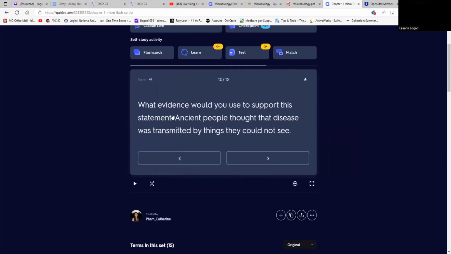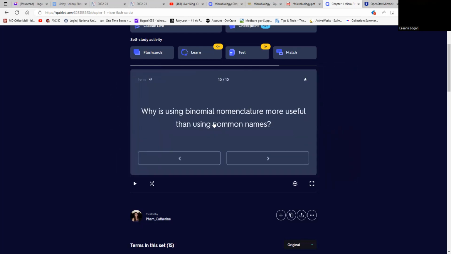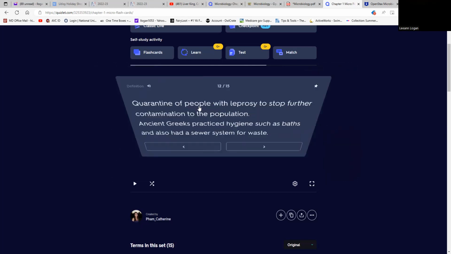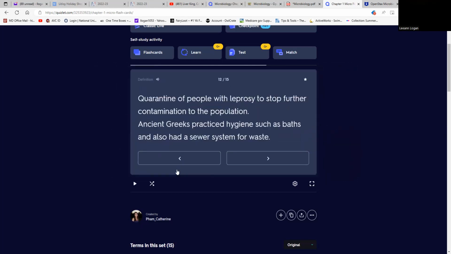What evidence should you use to support this statement? Ancient people thought that disease was transmitted by things they could not see. Quarantine of people with leprosy would stop further contamination of the population. Ancient Greeks practiced hygiene such as baths and also had a sewer system for waste.